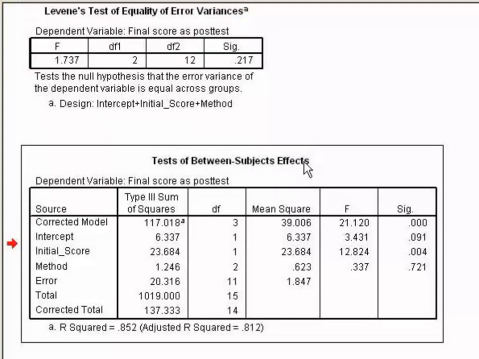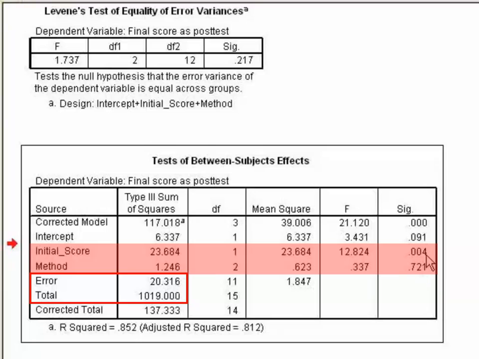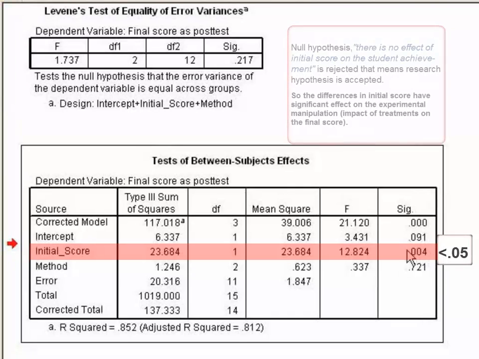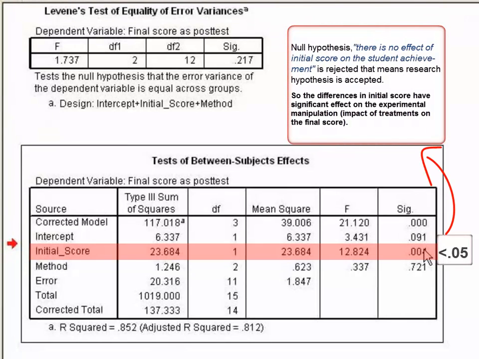In this table, there are different sig values, of which we are interested only in two: 0.004 for initial score and 0.721 for method. See the error in this case is 20.3. In case of the covariate, as the sig value for initial score, 0.004, is less than 0.05, the null hypothesis is thus rejected. That means the research hypothesis is accepted.